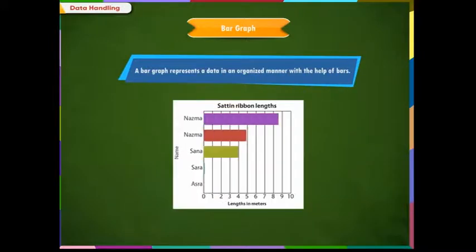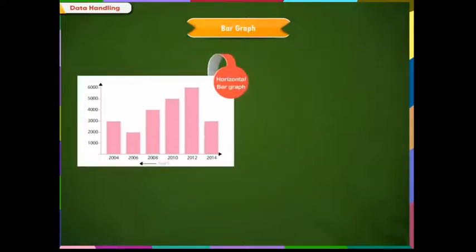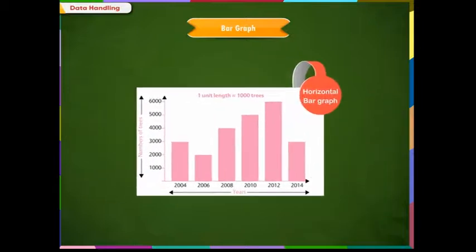Bar graph. A bar graph represents data in an organized manner with the help of bars. A bar graph can be horizontal and can be vertical. A bar graph is easier to draw than a pictograph. In bar graphs, we have two axes.